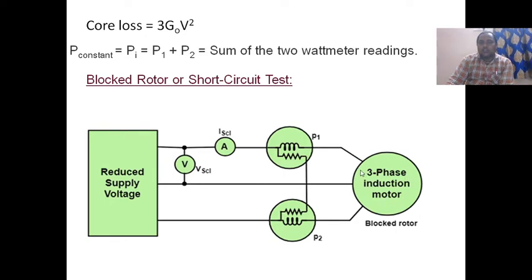The rotor does not rotate. So we apply the rated current. We take the values of the voltmeter and wattmeter readings. In the previous no load test, rated voltage is applied. In the short circuit test, rated current is applied.